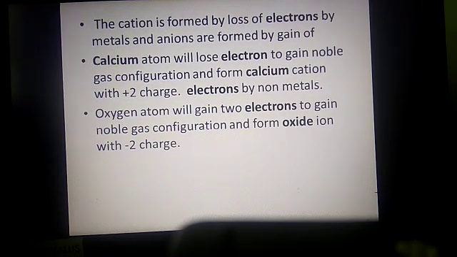So a cation is formed by the loss of electrons by metals, and anions are formed by the gain of electrons by non-metals. A calcium atom will lose electrons to gain noble gas configuration, forming a calcium cation with a +2 charge. An oxygen atom will gain 2 electrons to gain noble gas configuration and form the oxide ion, and so it forms calcium oxide.